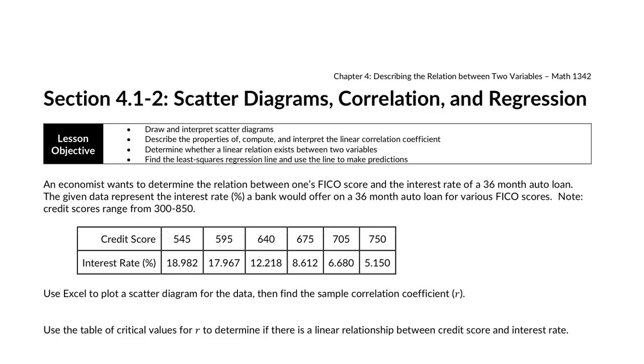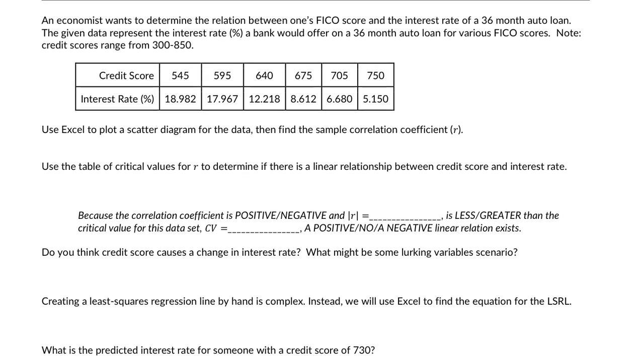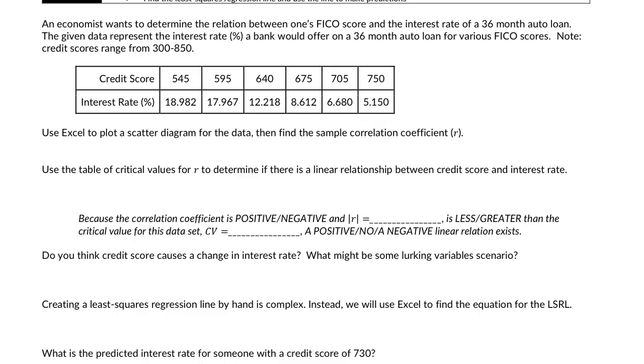And again, this is going to feel familiar from functions classes, so college algebra, algebra 2, algebra 1, pre-cal, all of those things. But we're going to just start off with an example. An economist wants to determine the relation between one's FICO score and the interest rate of a 36-month auto loan.